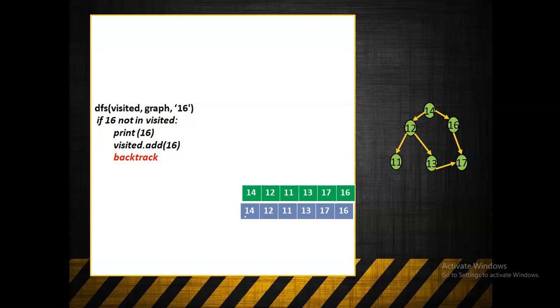So 16 will be printed. 14, then its child 16. So this is how a simple DFS algorithm works in Python.